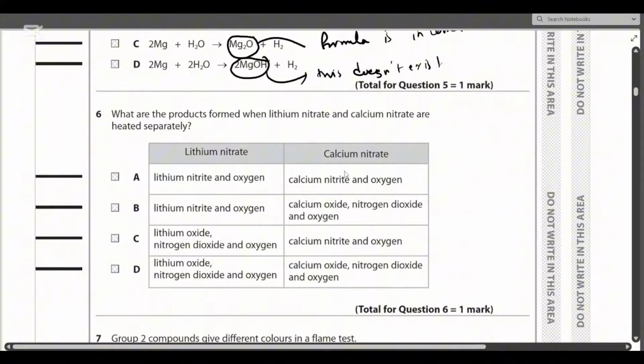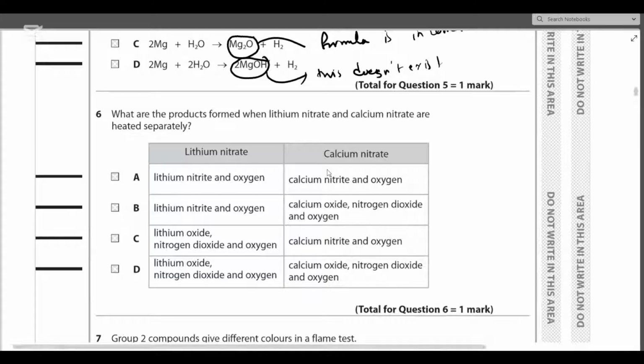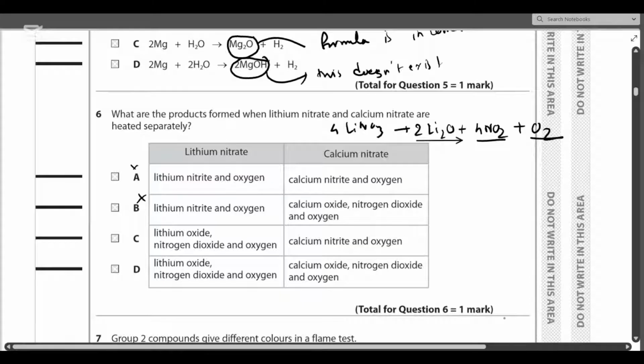They asked what products are formed when lithium nitrate and calcium nitrate are heated separately. Now, when you heat lithium nitrate, LiNO3, it provides us 2Li2O plus 4NO2 plus oxygen. So the products are lithium oxide, nitrogen dioxide, and oxygen for the first case. So this immediately omits A and B from the options, leaving us C and D as the probable answers.